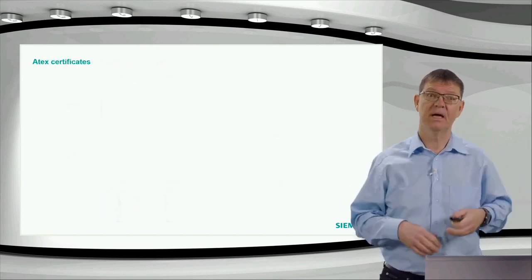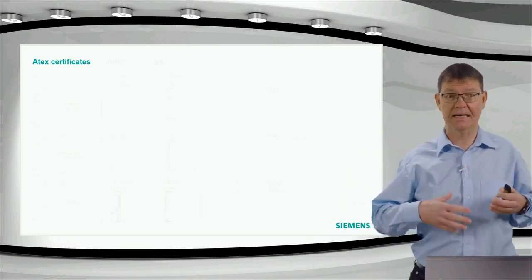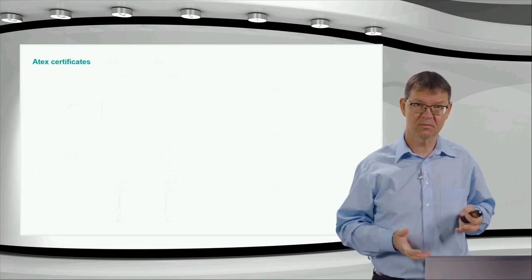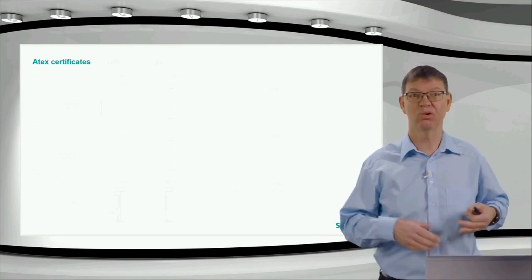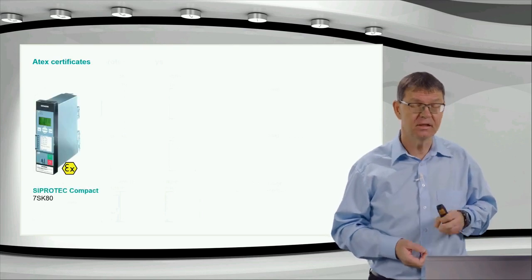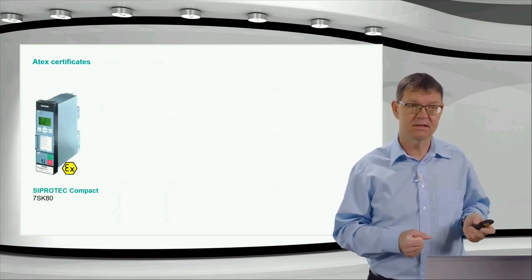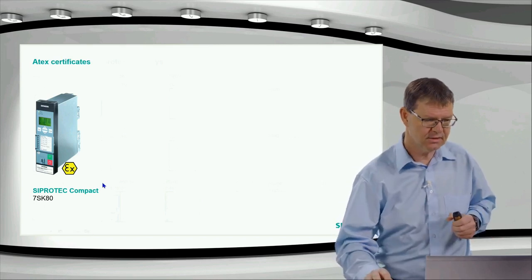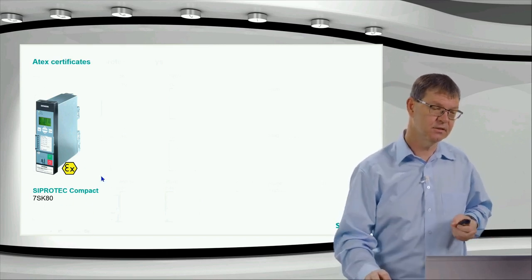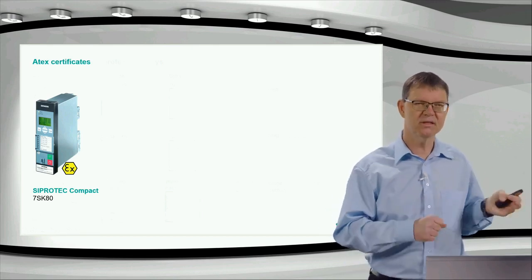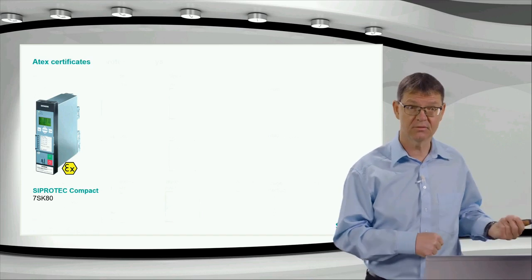Let's have a look at the ATEX certificates. We have also ATEX certificates. ATEX is French and stands for atmosphère explosive, so explosive atmospheres or surroundings, environments. And here we have basically three different types of devices. The one is the SIPROTEC Compact. So as you can see here from the name, this does not belong to the SIPROTEC 5 family. It's the predecessor of the 7SX800.